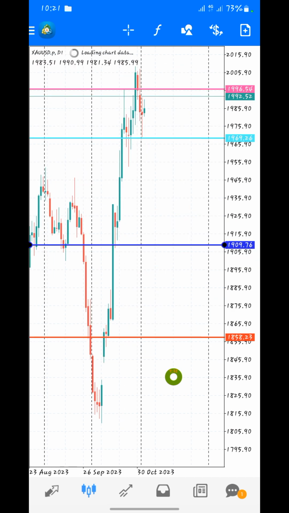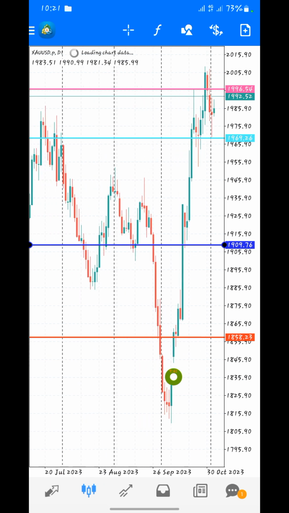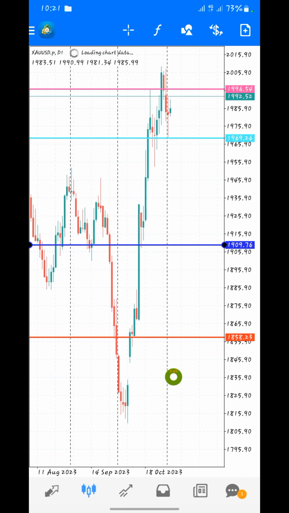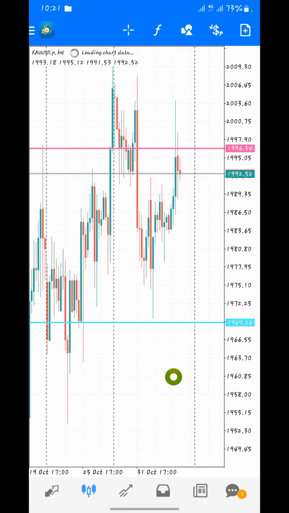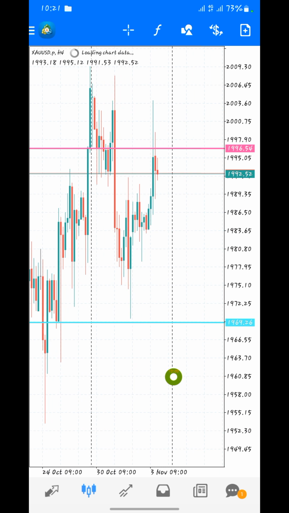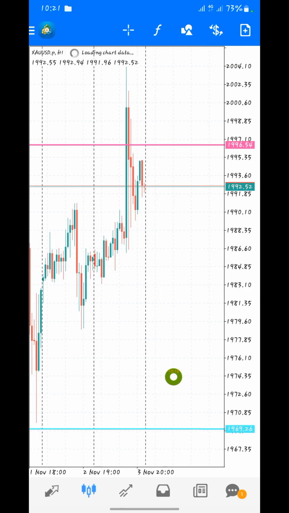Come back, and you can see the market has already broken our possible resistance zone, which I have marked with this pink color. It's at the price of 1996. Let's get back to 4 hours. On the 4 hour time frame, you can see the market has already faced a rejection at the price of 1969, and it has formed a support zone at 1969. Let's get back to 1 hour, guys.